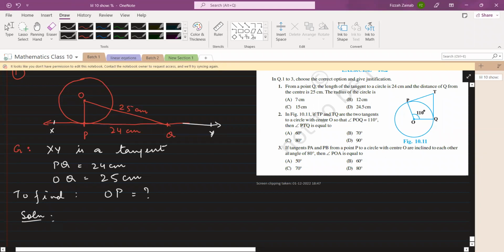So this can be done from Pythagoras theorem, right? But for that, we have to show that the angle is 90 degree.